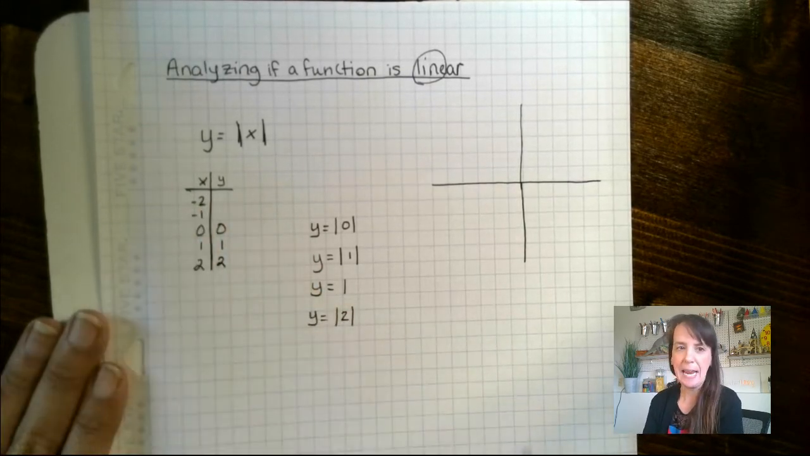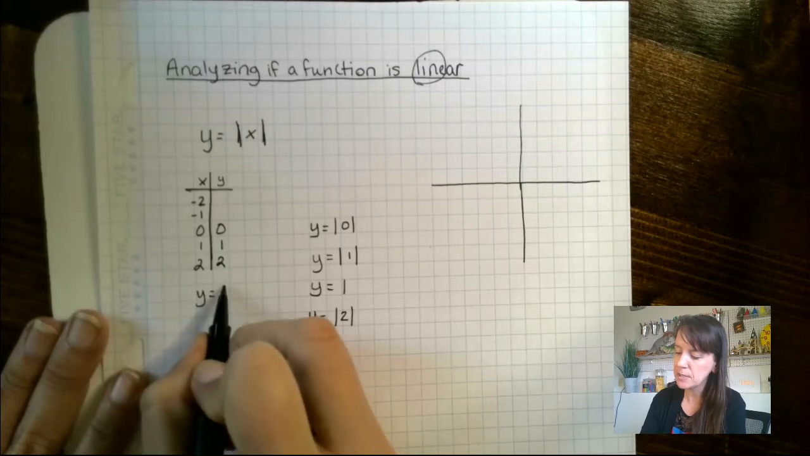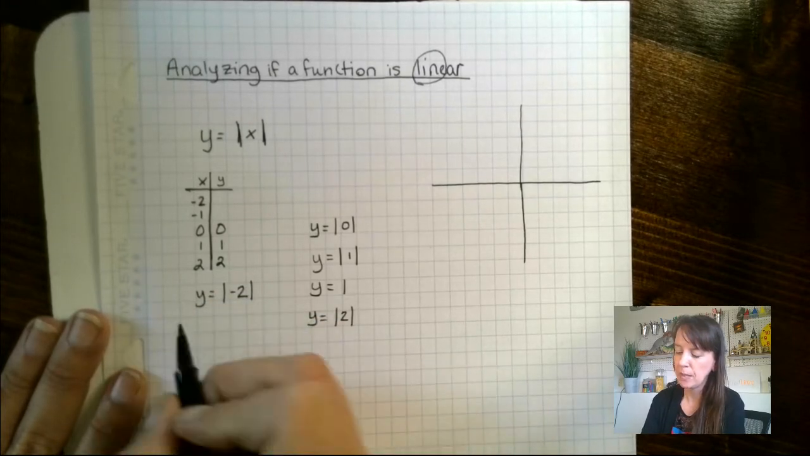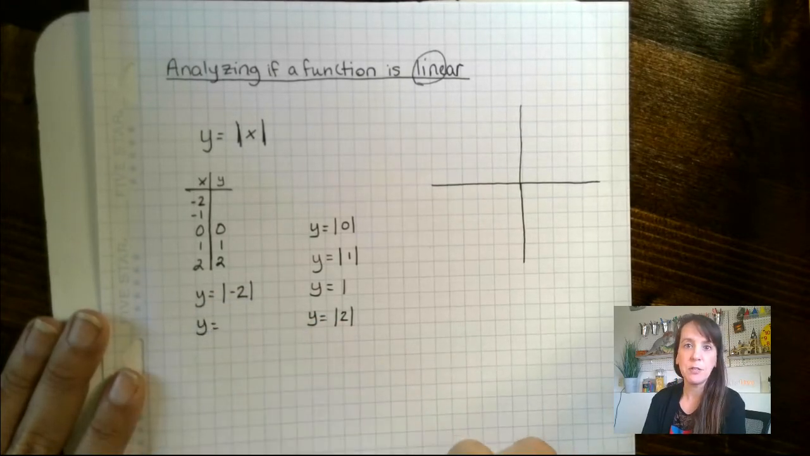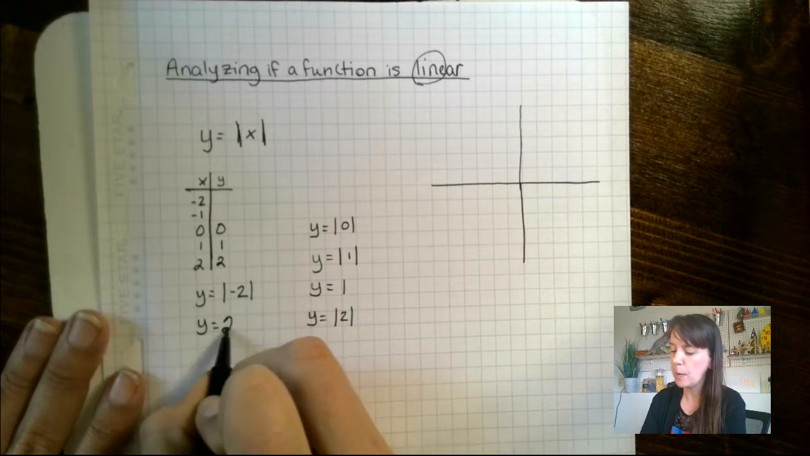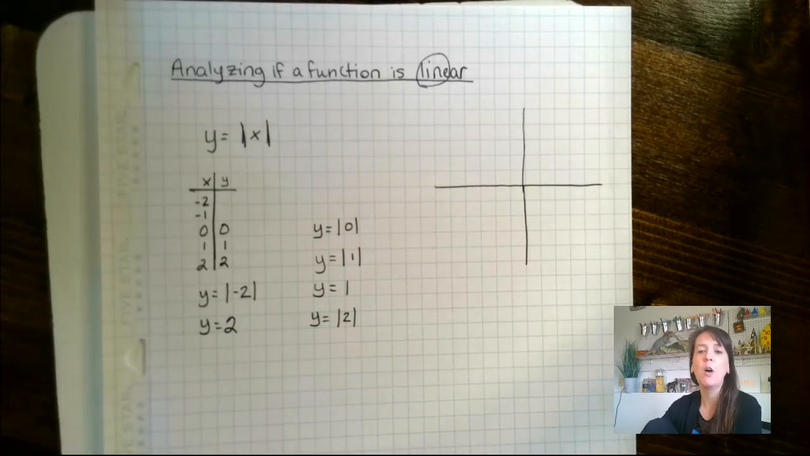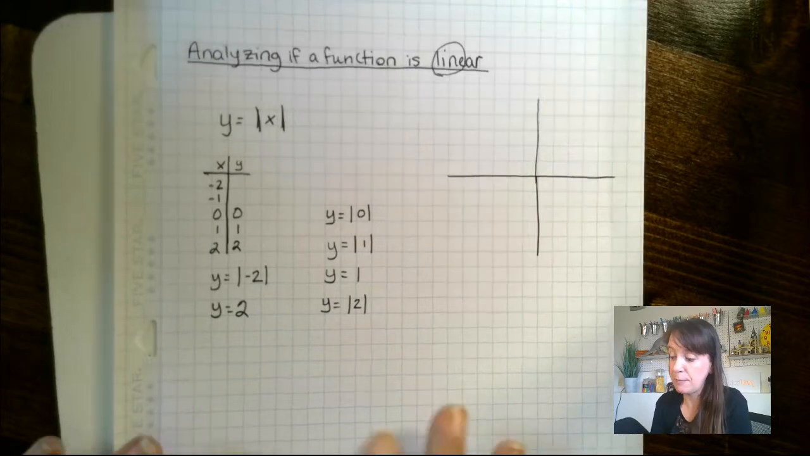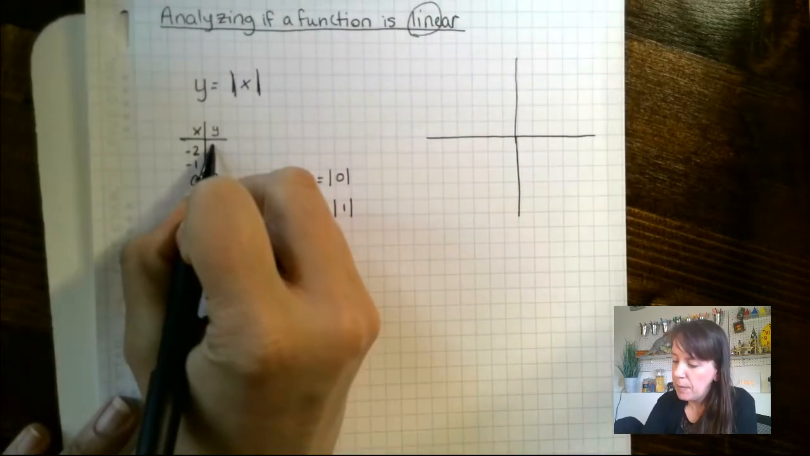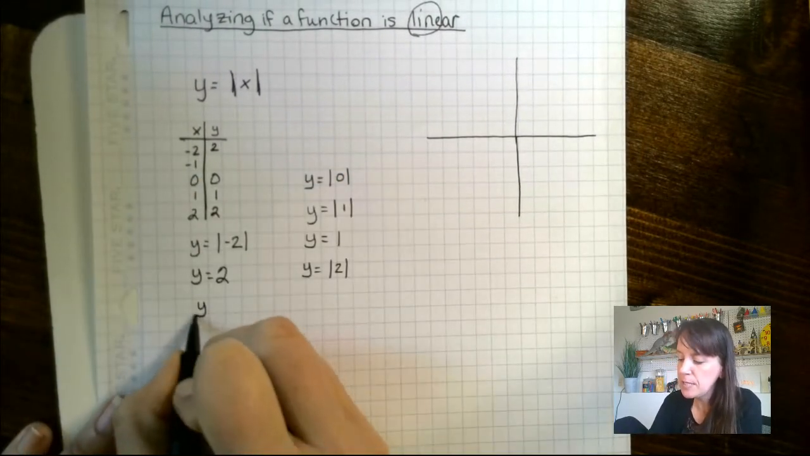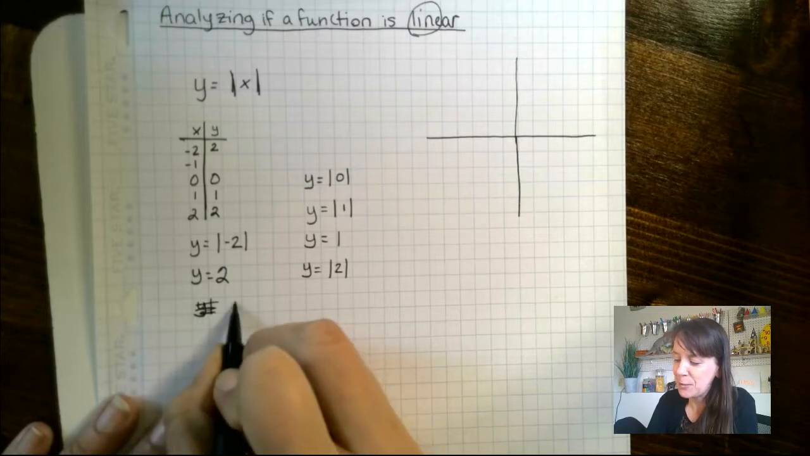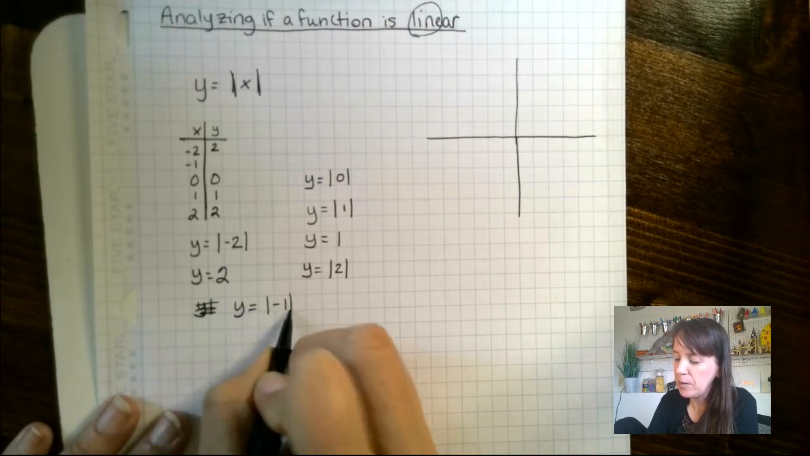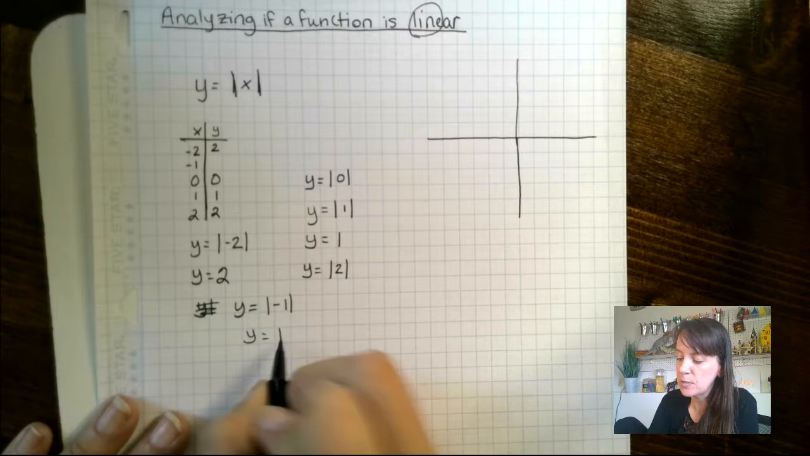Now let's talk about these negative ones. Y equals absolute value of -2. The absolute value of -2 is +2 because it's only 2 spots away. Remember, absolute value is always going to be a positive number. So that's going to be +2. And if we do the same thing for -1, we get the absolute value of -1 is 1.